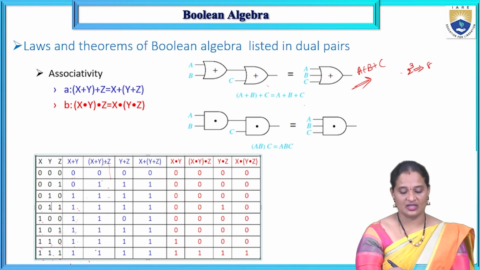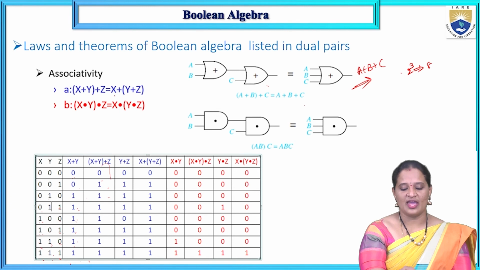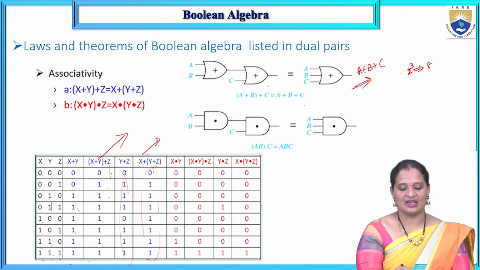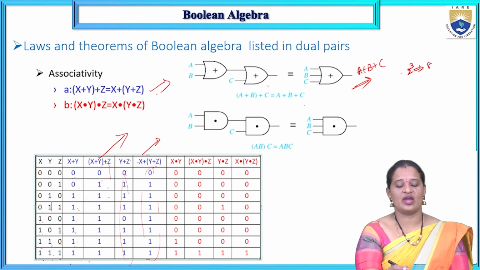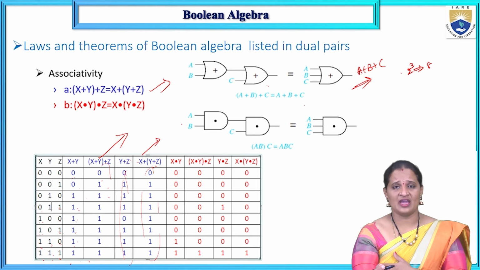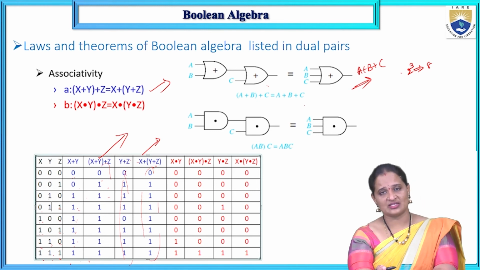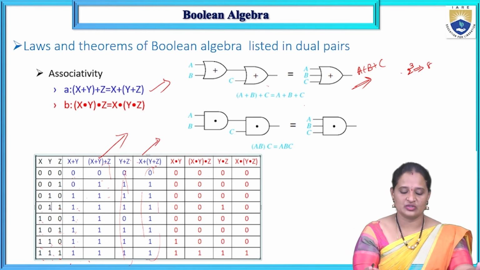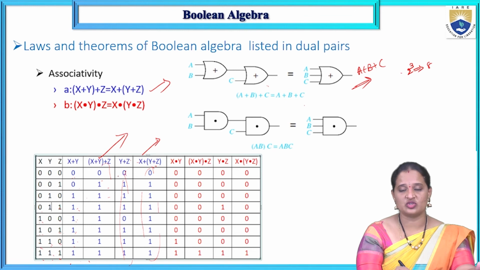And now I want to prove x plus of y plus z. Now I am finding y plus z, and then x plus of y plus z. This one and this one are the same, and hence we can say that x plus y plus z is equal to x plus of y plus z. So if you are asked to prove the associative law, you have to draw this truth table and prove it. As these two columns are equal, this law is proved.